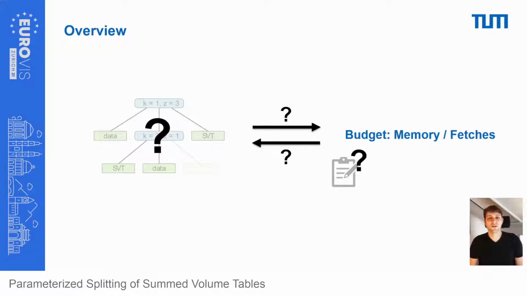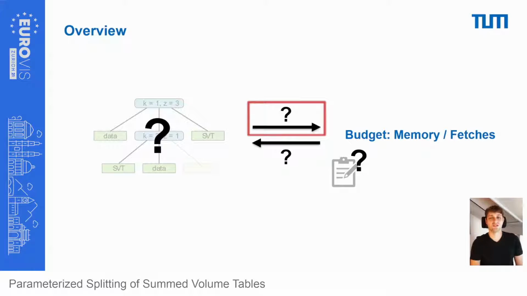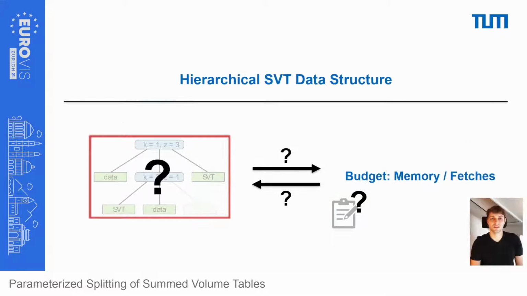The remainder of the talk is structured as follows. First, we present a hierarchical SVT data structure design that allows us to influence the characteristic quantities, memory consumption and fetch count, by various parameter choices. Second, we show how these quantities are computed from the parameters. And third, how to find parameterizations such that the budget of memory consumption or data fetches is not exceeded while minimizing the respective output quantity. Last, we compare results to existing methods.